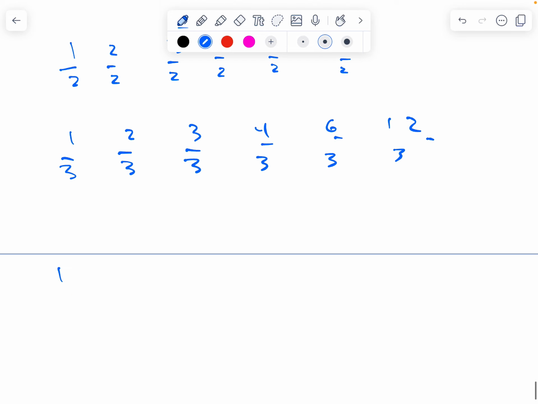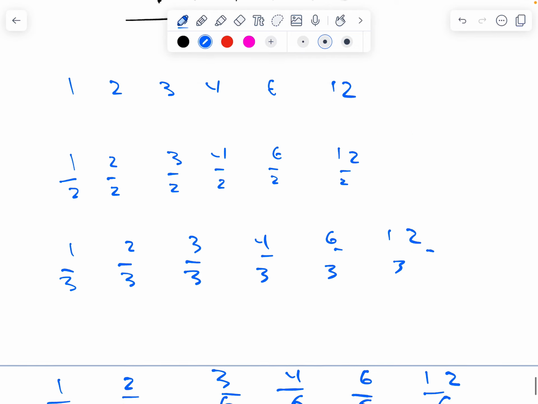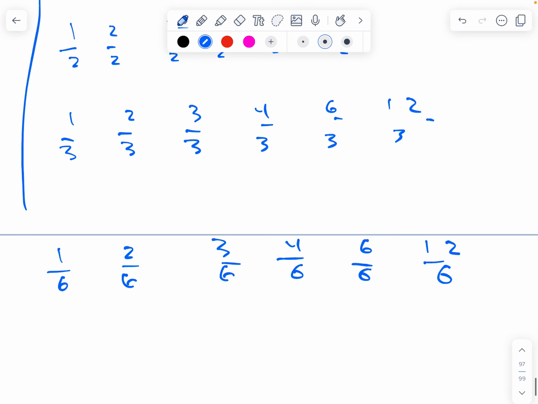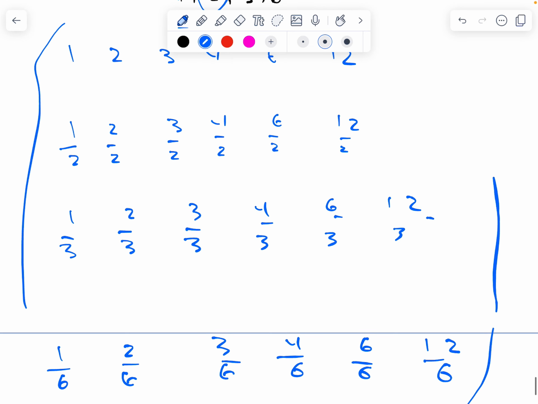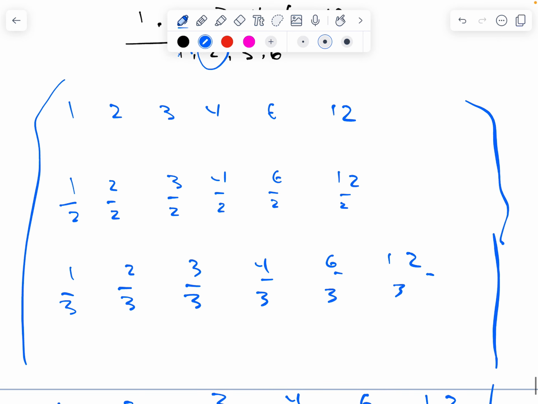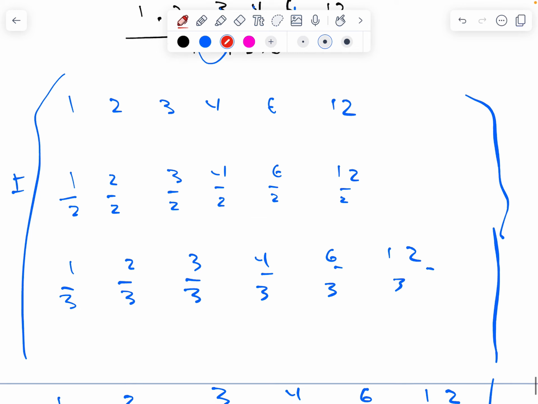And finally, we have those same numbers, 1, 2, 3, 4, 6, 12, all of those over 6. And all of these, this whole big thing, and this whole big thing, this is all plus and minus. Okay, so we have positives and negatives of all those numbers. Now, we're not done yet. We got to go through and get rid of duplicates.